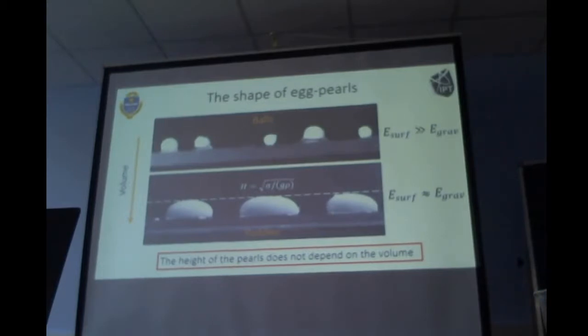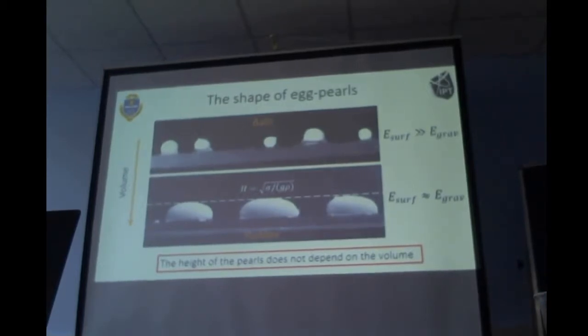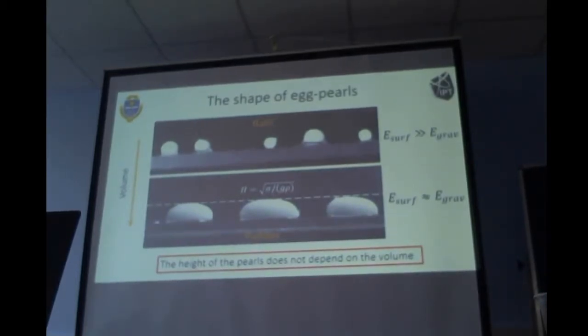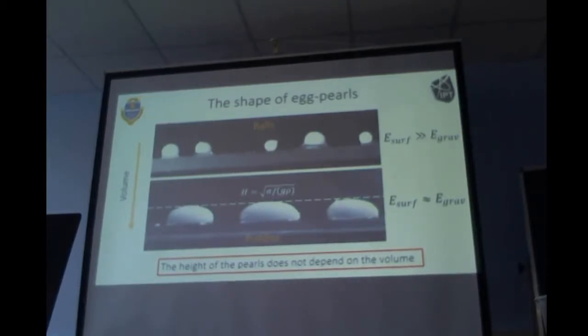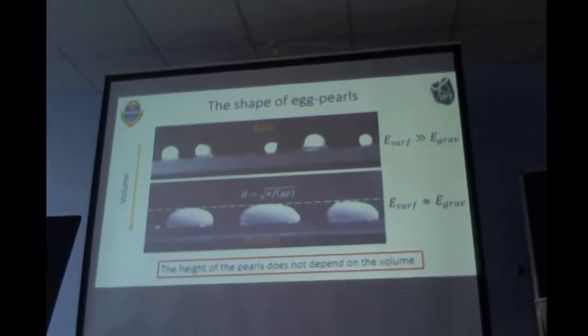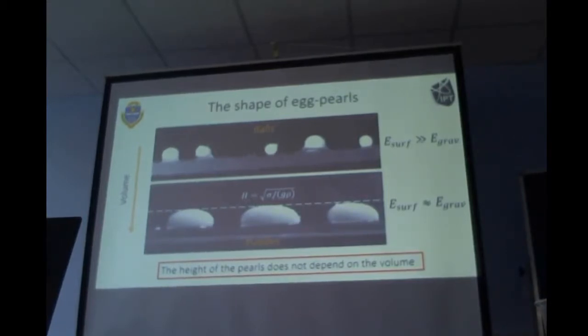The interfacial tension between egg white and oil explains the shape of egg white pearls. If pearls are small, surface tension dominates, and we have the shape of balls. After a certain size, gravity starts to play an important role, and pearls have the shape of puddles.